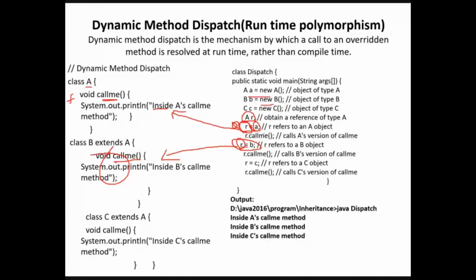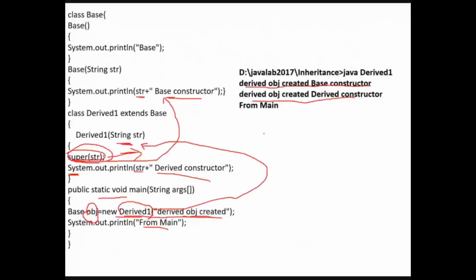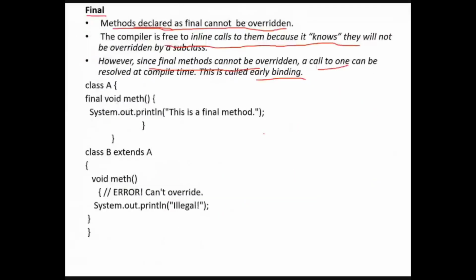So that's why by using final, you can make it early binding. That is mentioned here. Since a final method cannot be overridden, a call to one can be resolved at compile time. This is called early binding because it cannot be overridden. Always it is going to call the base class call me method only. We cannot override it. When it is overridden, that time only during runtime we have to decide which class method has to be invoked. But here there is no overriding, so why do we need to decide? During compile time itself, we can decide it. So the function call and function definition link happens during compile time itself. Got it?